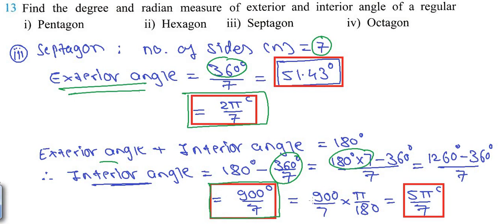Now let us convert this into radian. 900 upon 7 into pi by 180 radian. 0 0 got cancelled. 18 5s are 90. So 5 pi by 7 radian for septagon.